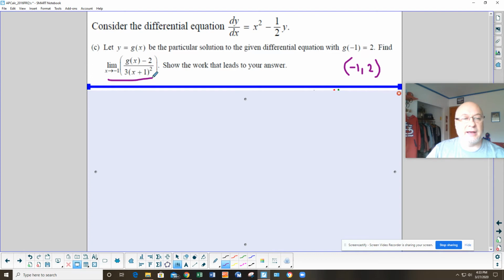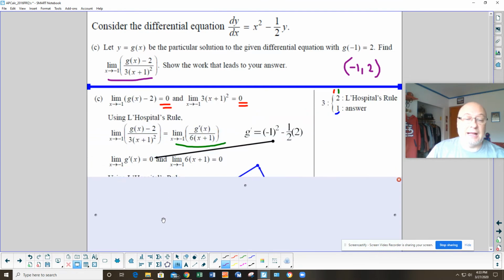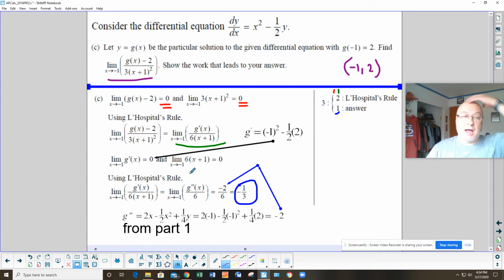Anytime you have a limit in a FRQ, I would say 9 out of 10 times it's L'Hopital's rule. So first of all, let's look at this whole thing. Before you begin L'Hopital's rule, you need to verify this is an indeterminate form of 0 on the top and 0 on the bottom, or infinity on the top, infinity on the bottom. So we're going to do that.